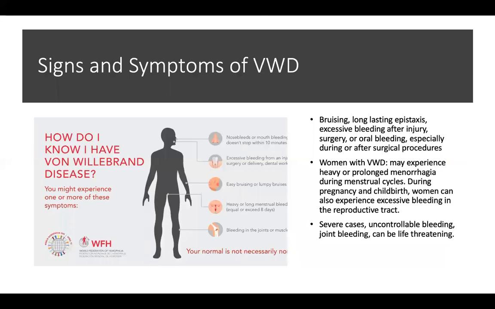With von Willebrand's disease, people can experience signs and symptoms. These signs and symptoms include easy bruising, long-lasting epistaxis, excessive bleeding after injury, surgery, or oral bleeding, especially during or after surgical procedures. Women with von Willebrand's disease may experience heavy or prolonged menorrhagia during menstrual cycles, but during pregnancy and childbirth, women can also experience excessive bleeding in the reproductive tract. With menorrhagia being the most common symptom of von Willebrand's disease for women, this disorder can also cause excessive bleeding during pregnancy or after childbirth.